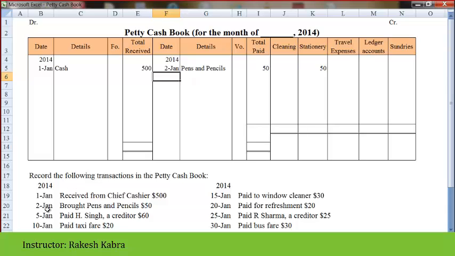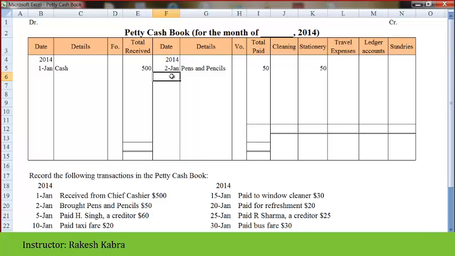Now next date is on which date? January 5th. Paid H Singh, a creditor. H Singh is our supplier. H Singh is a supplier, okay? And we paid him, you know how much? $60. So this is also a small payment.